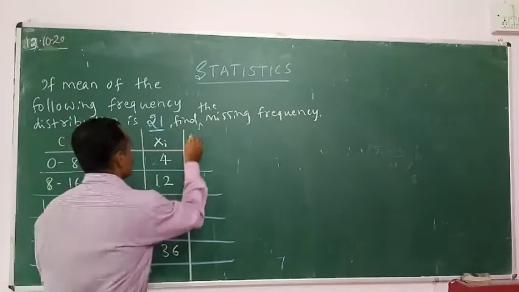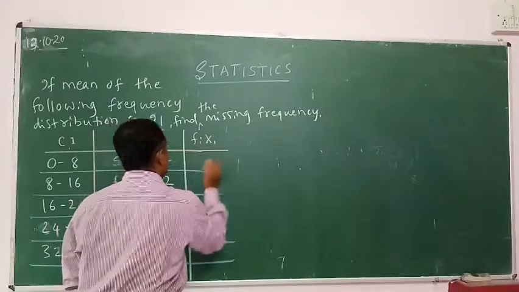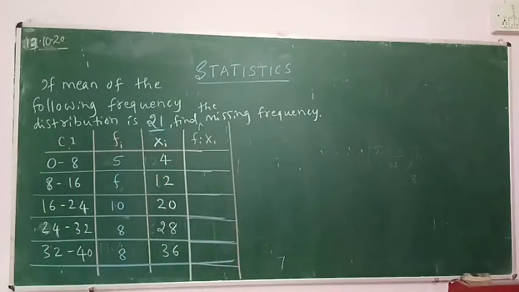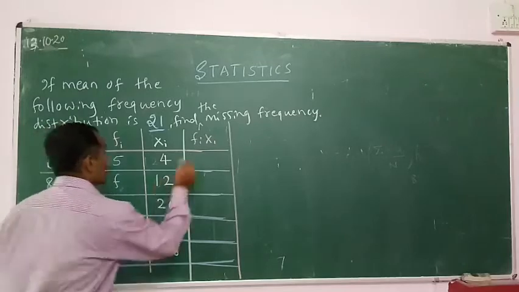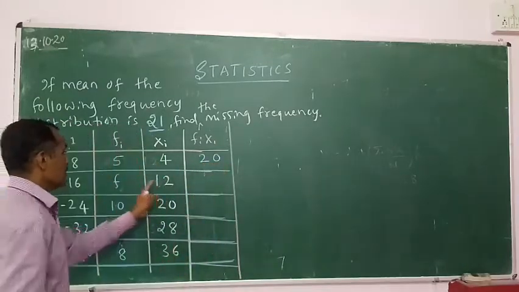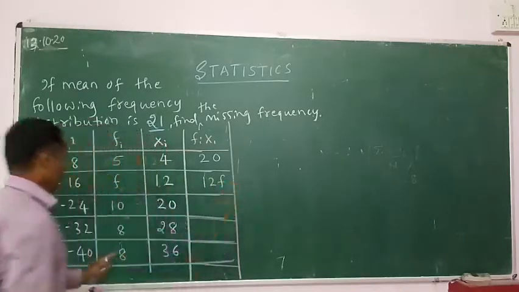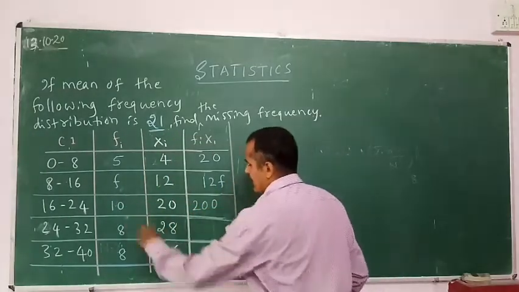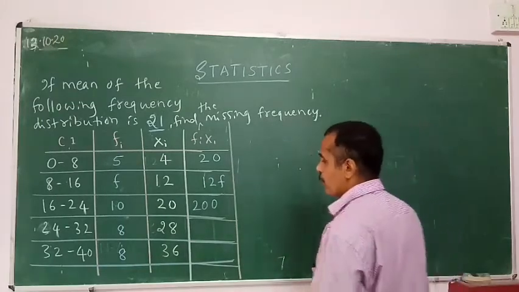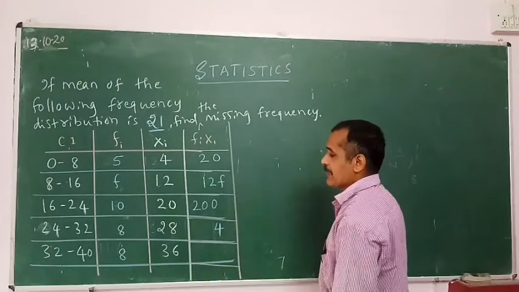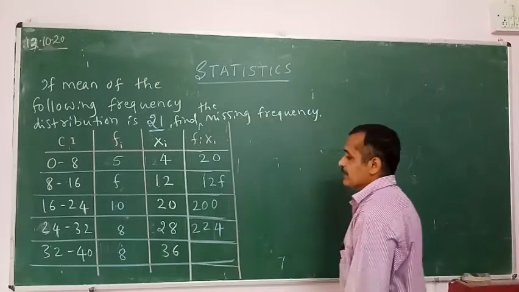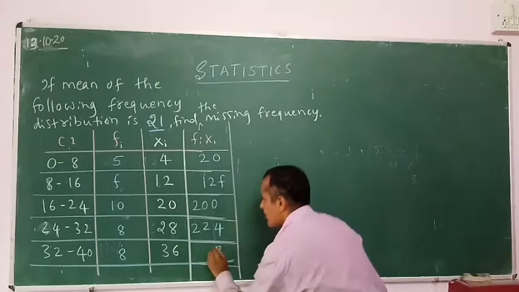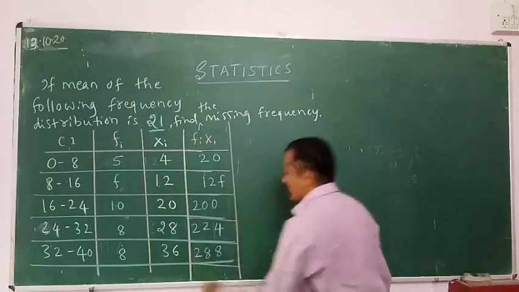The last column is fi xi, the product of f and x. 5 fours are 20, 12 into f, it is 12f, 20 into 10, it is 200, 28 into 8, is it 224? 8 8s are 64, carry 6. 16 plus 6, 22, 224, and 36 8s are 268, 8 6s are 48, carry 4, 24 plus 4, 28, 288.